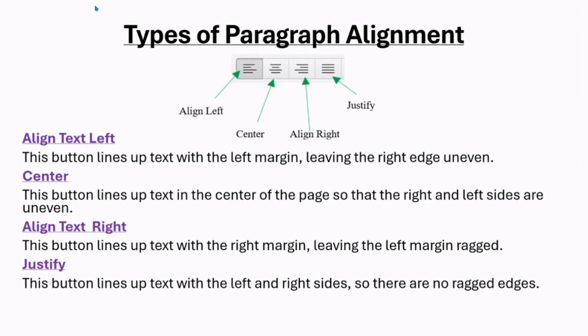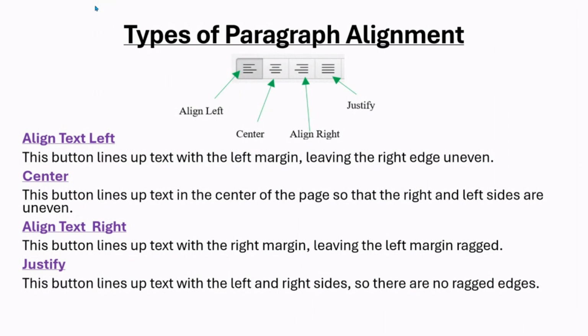Align text right: this one lines up text with the right margin. So everything on the right side is even, and everything on the left side is uneven. That's align text right.